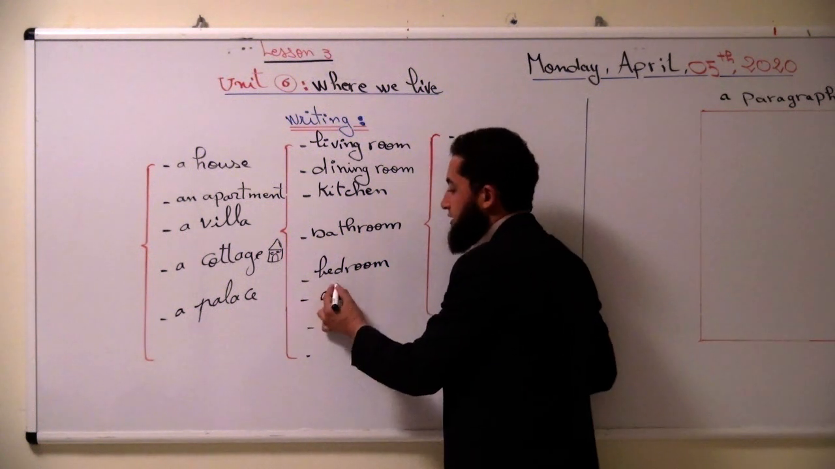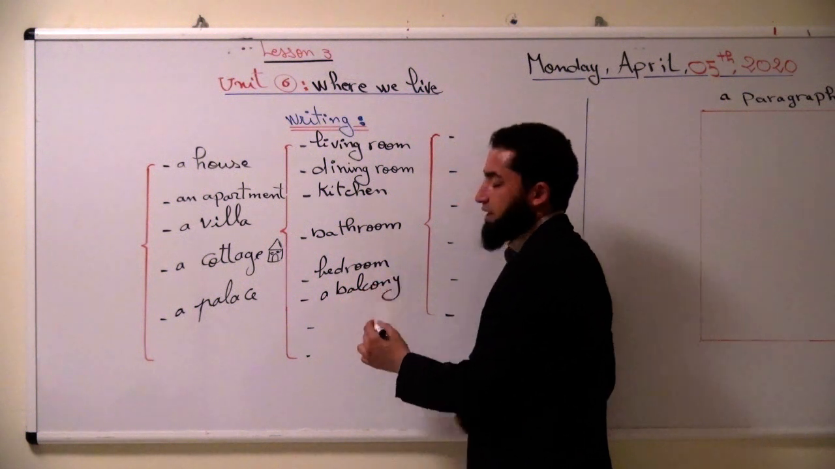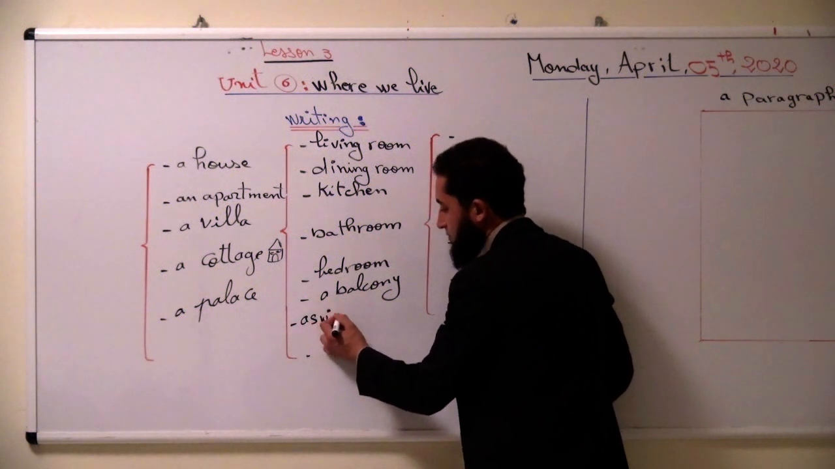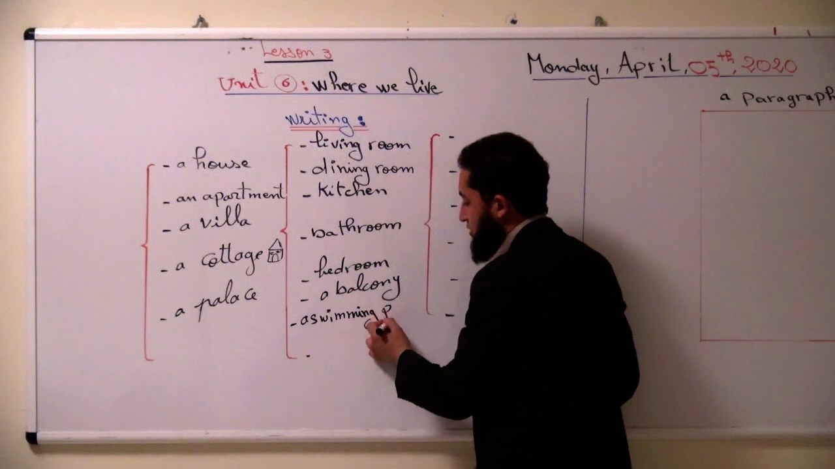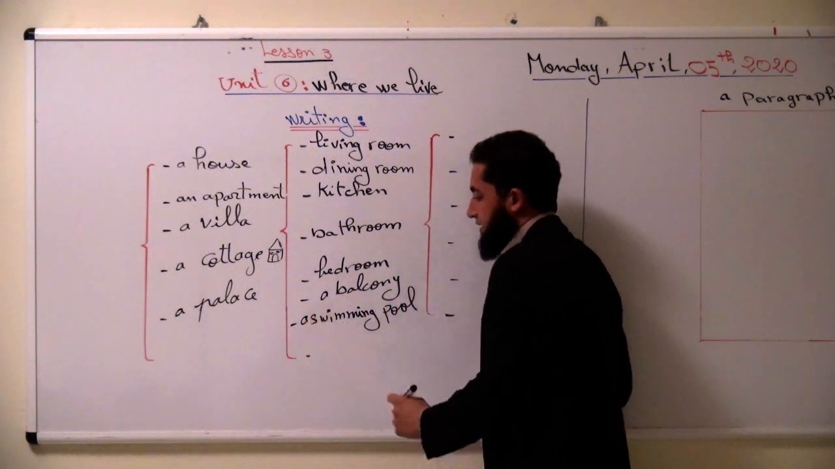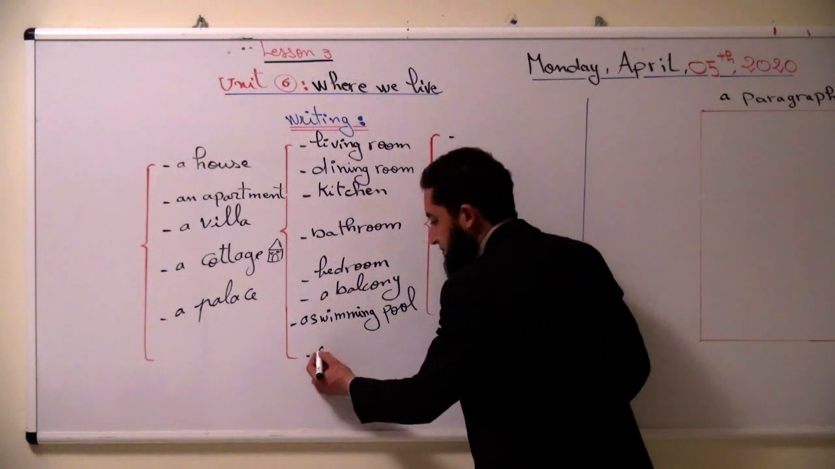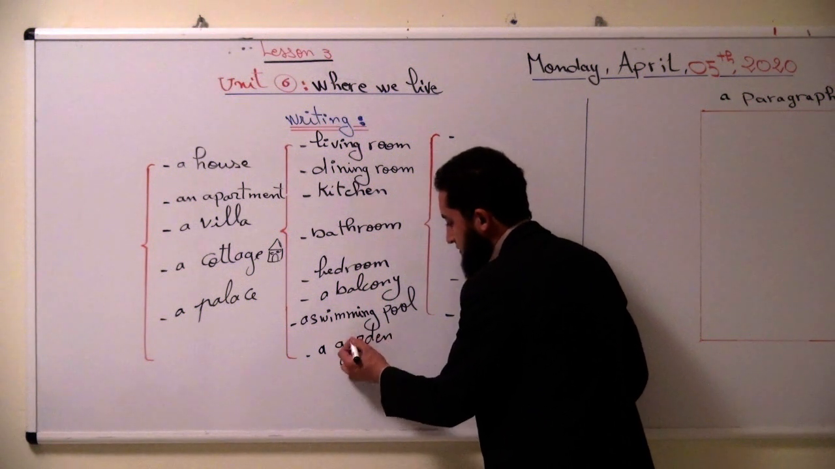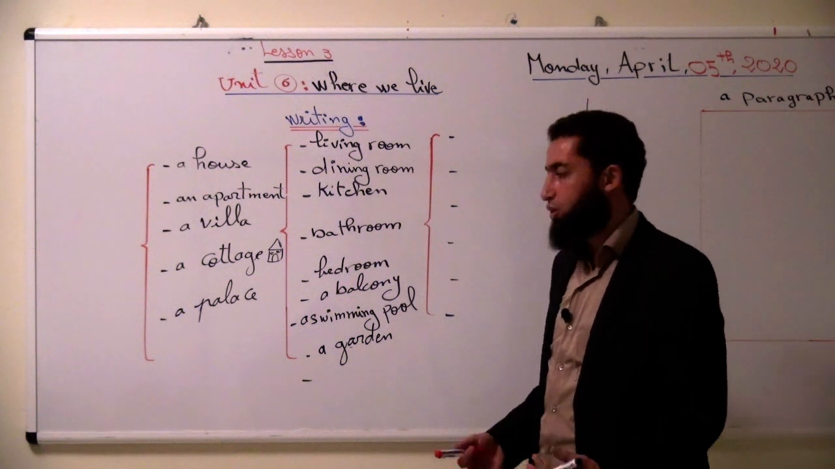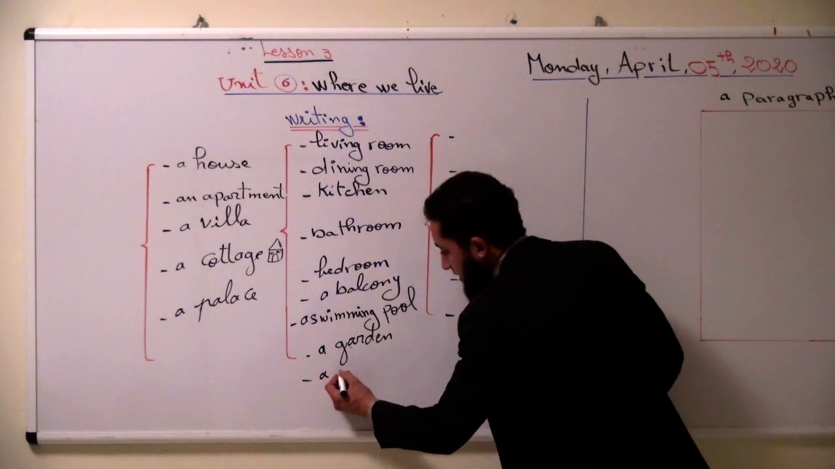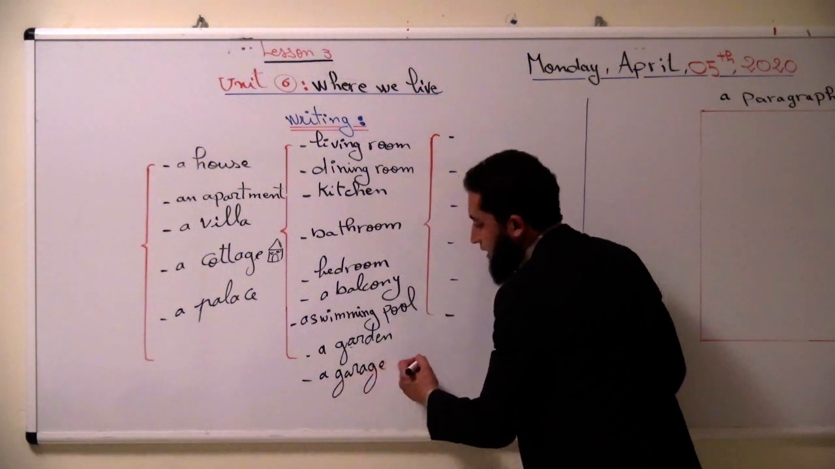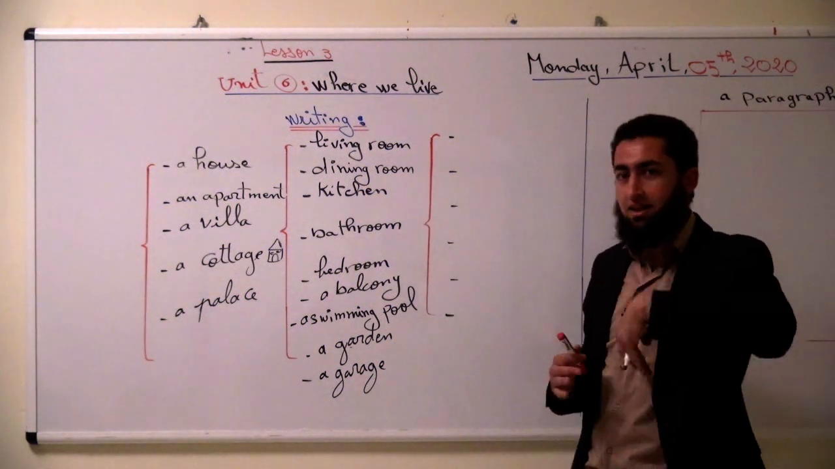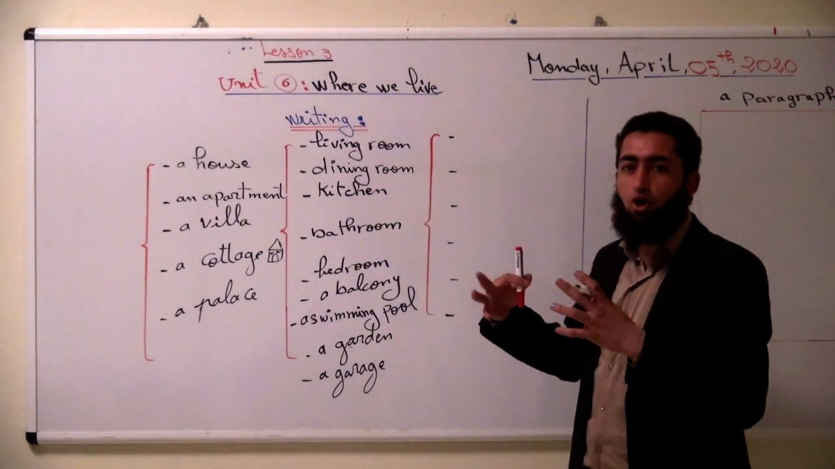Okay, and we can have other parts in the house. For example, we can have a balcony, we can have a swimming pool, a garden where we have trees and flowers, and we can have a garage where we keep cars, and so on.